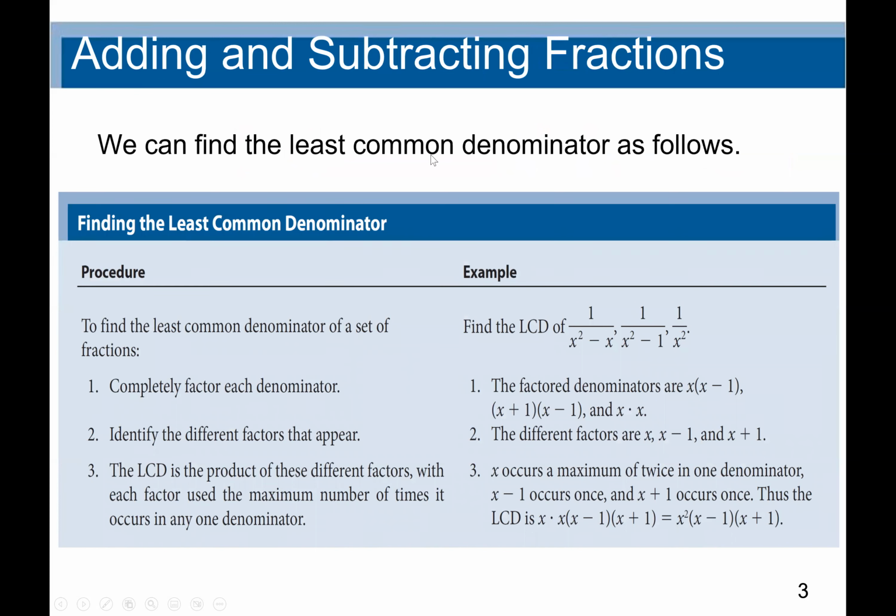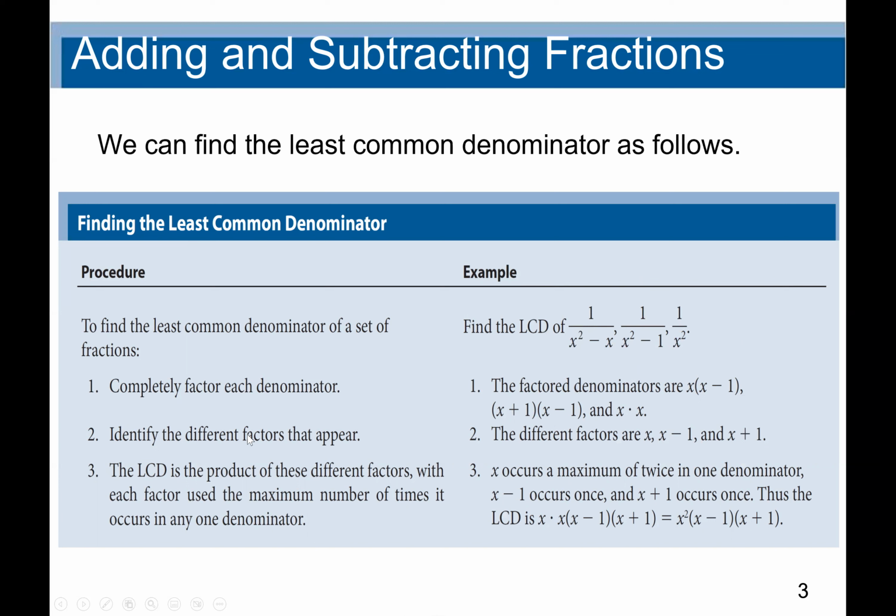Now we can find the least common denominator also, as follows. Anytime we have addition between fractions, to find the least common denominator of a set of fractions, first we need to completely factor each denominator. So here, for example, they gave us 1 over x squared minus x, another 1 over x squared minus 1, and then 1 over x squared. We want to find the least common denominator. Let's say we have a plus or minus between them, then we have to combine.